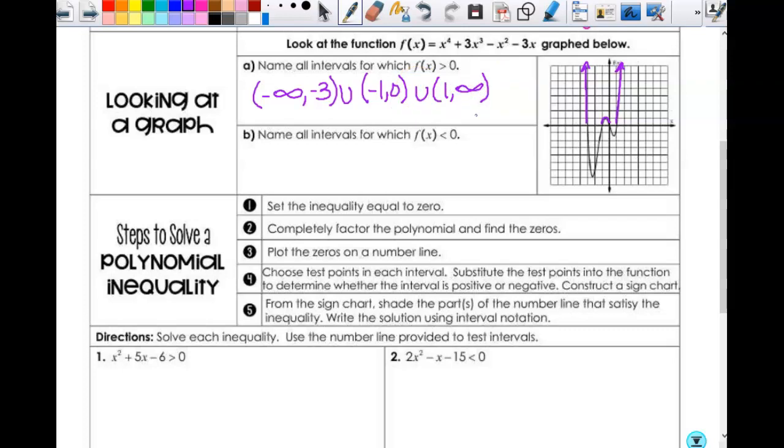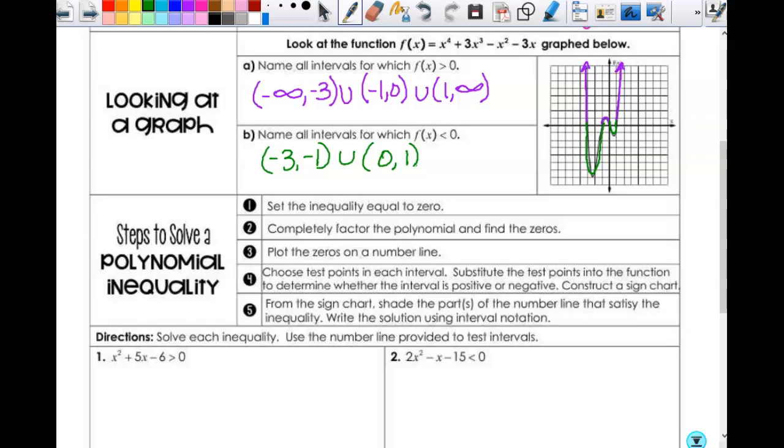Then we want to name the intervals for when it's less than 0. That's when it's negative, here and here. So it's negative from negative 3 to negative 1 and from 0 to 1. If you snap those together, you'd have everything included except for the zeros themselves. Does that make sense? That's fine and great and easy to see when you have a graph. But if we don't have a graph, we still want to know that without graphing it. So that's what we're going to do here, solve these inequalities without actually graphing them.